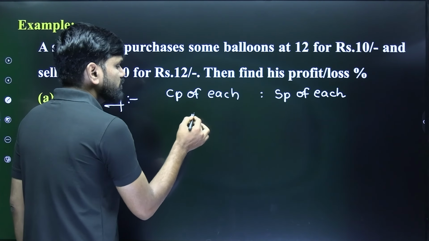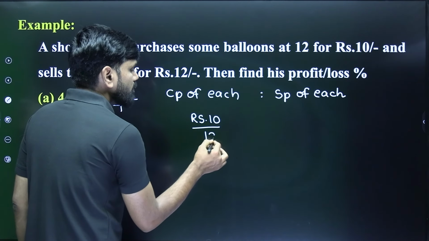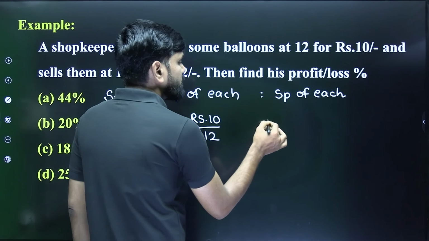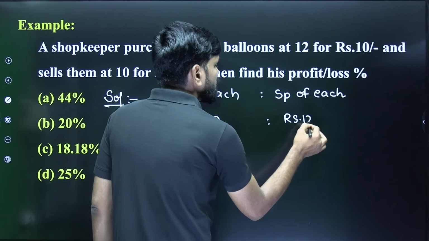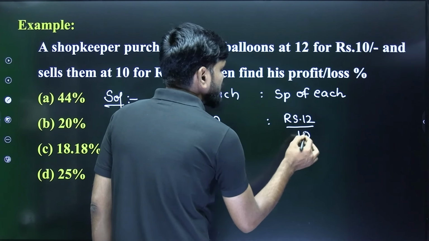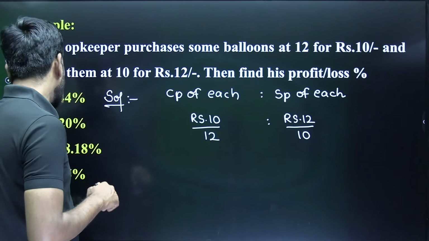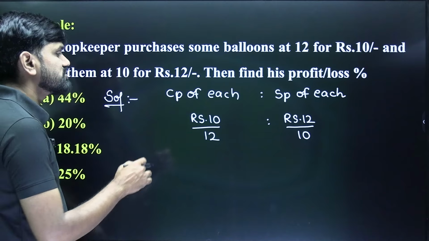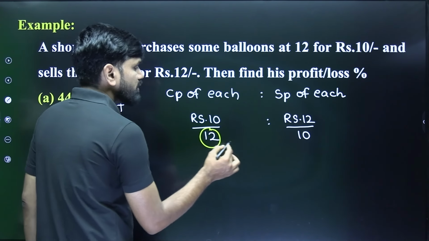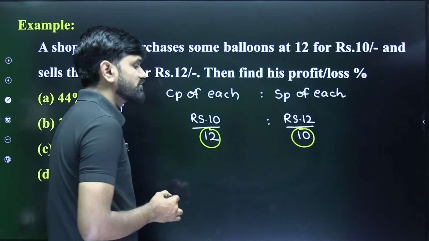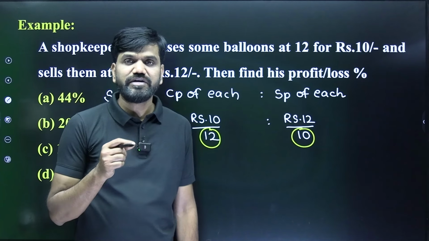Cost price of each balloon would be rupees 10 by 12. Selling price of each balloon would be rupees 12 by 10. For 12 rupees we are selling 10. Now you try to get the plain ratio over here. To do that, you try to multiply each of these fractions with the LCM of denominators. So LCM of 12 and 10 you take and multiply both the parts of the ratio with the same number. Multiplying each term of the ratio with the same number will not affect the value of the ratio.